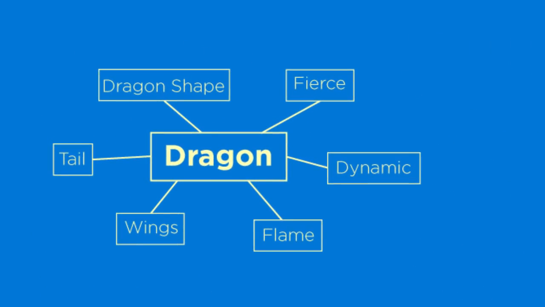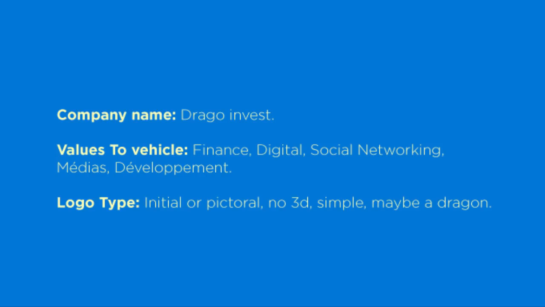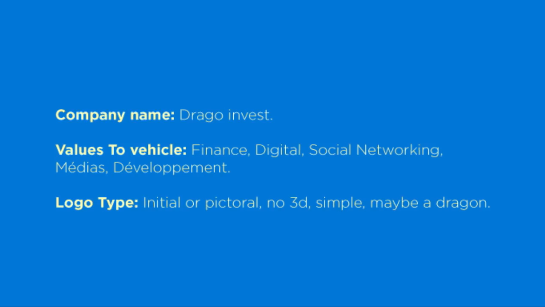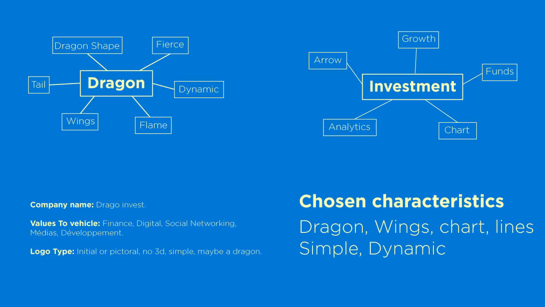Process starts by mind mapping. I take the words associated with the logo, and find other associations. Then I combine it with the characteristics required by the client, then I do my sketches based on these words.